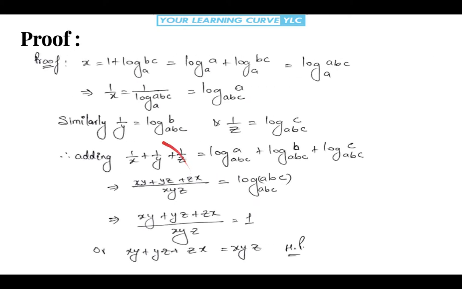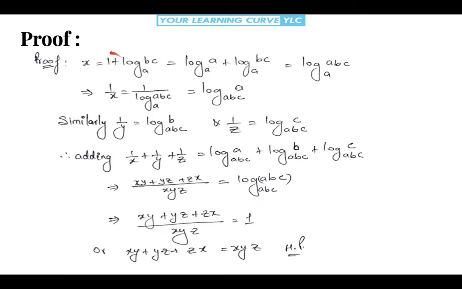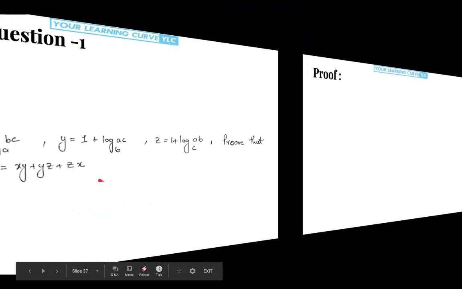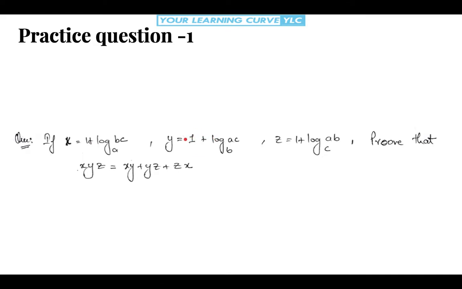See, what you have been given is x is equal to 1 plus log bc to the base a, and here you see this 1 is the main problem. The first thing that comes to your mind is to start subtracting the equations. We go to the question and see that if this 1 is the problem, the first thing that strikes us is to subtract x minus y, this 1 will be cancelled, and then we will apply some property, but then you will be landing in a problem.